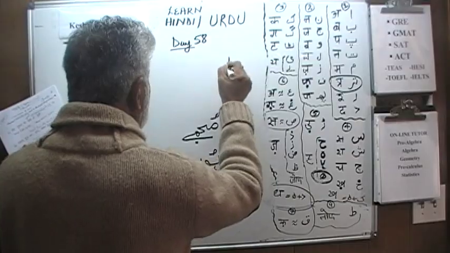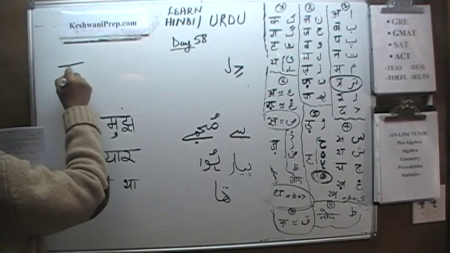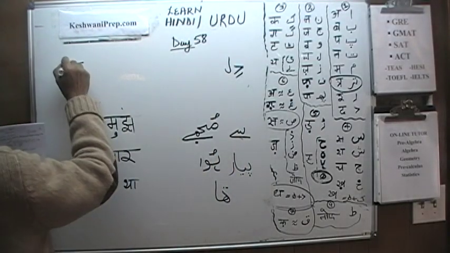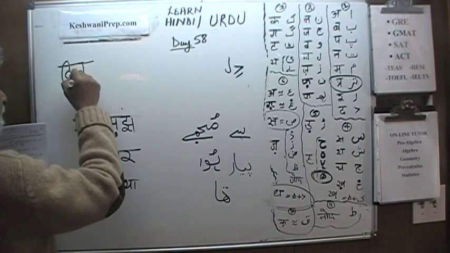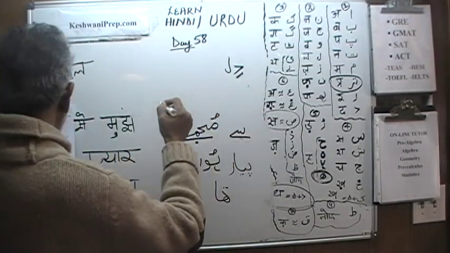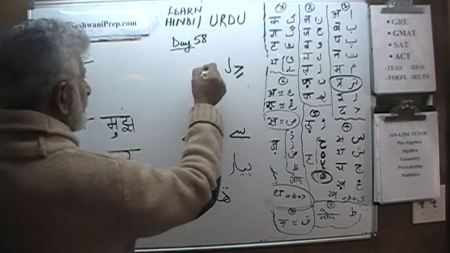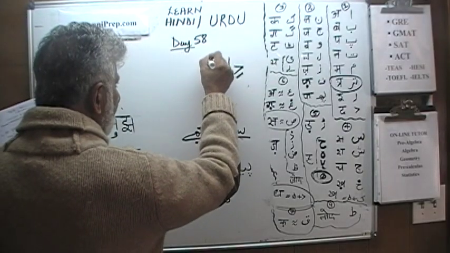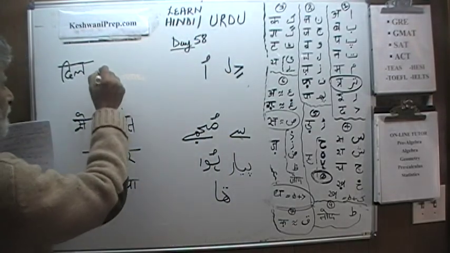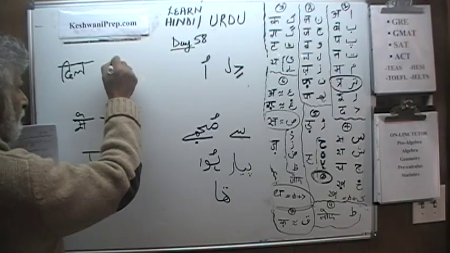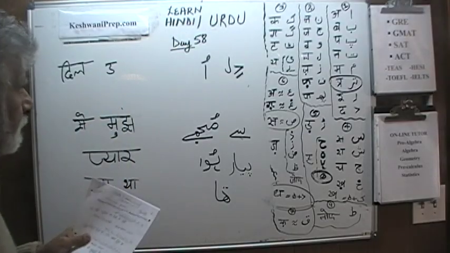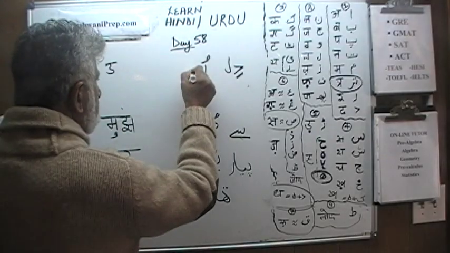Dil, choti ki matra. Dil, because we have a zer here, choti ki matra. Dil, and this is alif with a page that makes a o. In Hindi, you just have one letter for it. That's a O. And then we need so.